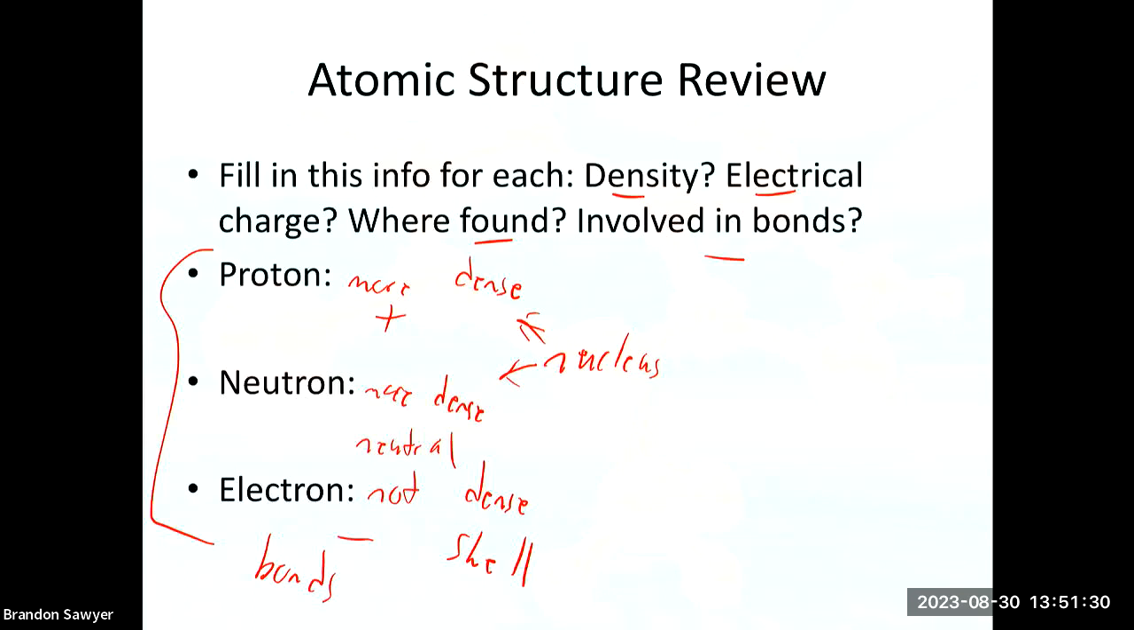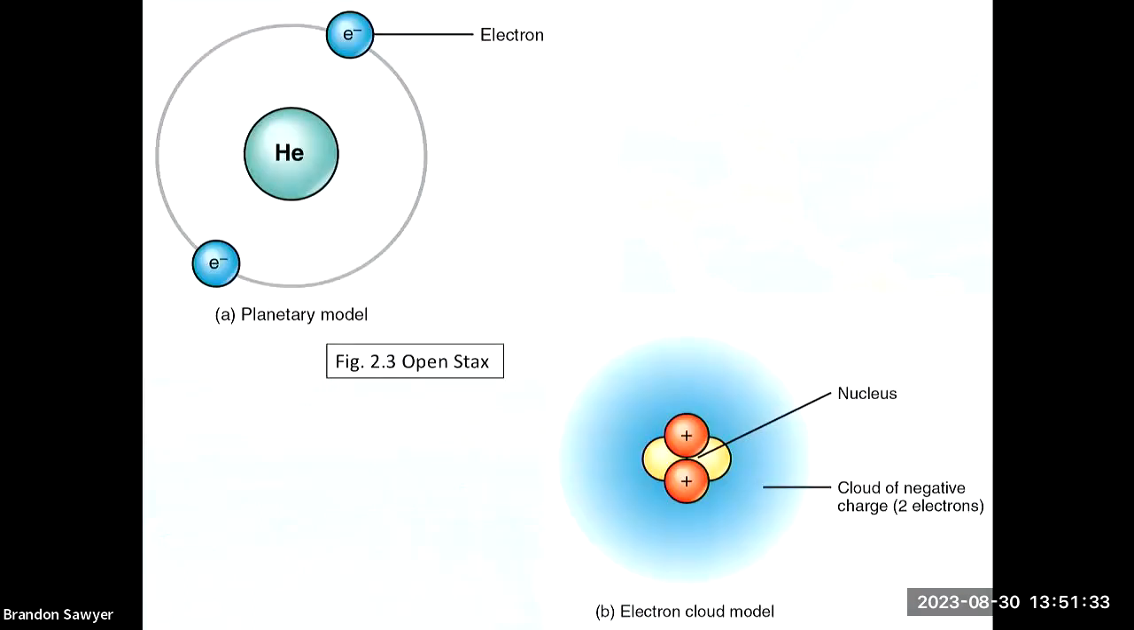All right. Okay. So let's just look at a couple of these models here, right? Some different ways to visualize atoms. So looking at the nucleus here in the middle with the electrons floating around on the outside, as well as this electron cloud model where the electrons are just spending their time somewhere out there around the nucleus, okay?